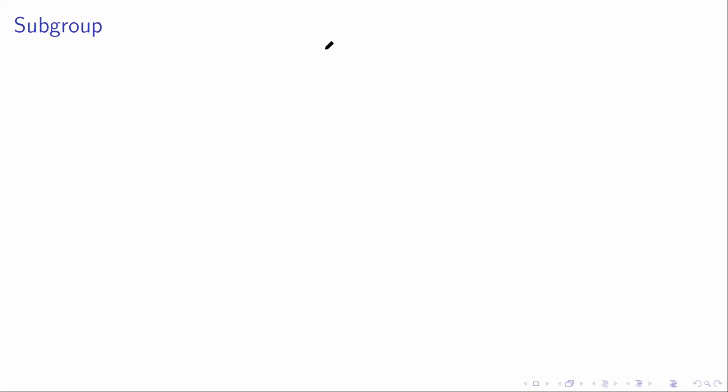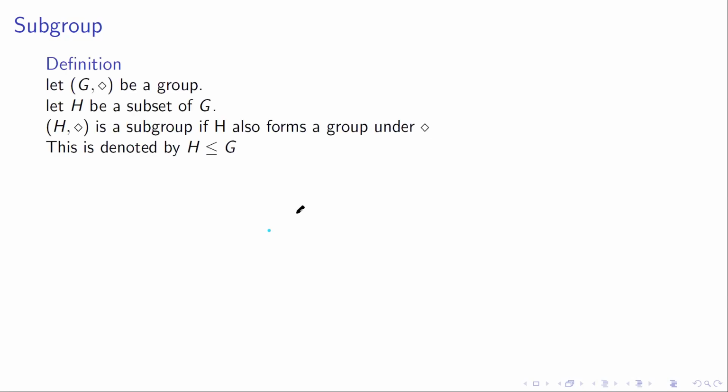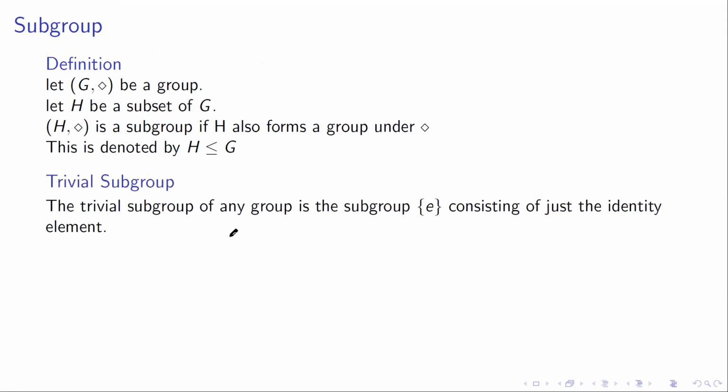Okay, subgroup. So what are subgroups? Let's say we have a group G, and H is a subset of G. If H also forms a group under the same operation as G, which I write with a diamond right here, then H is a subgroup of G. And we can use the notation less than or equal to right here.